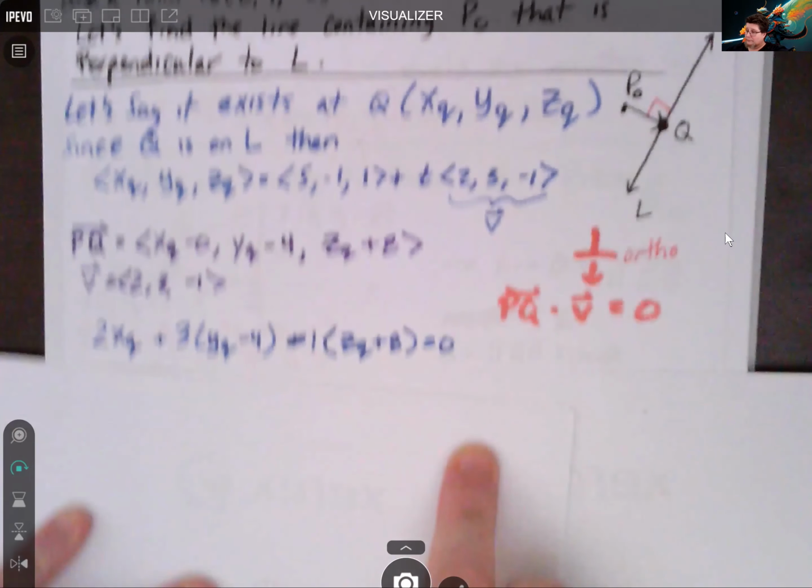So solving there, subtract 6 from both sides and divide by 14. T equals 1. So what can we do with that? Well, we can figure out what Q is.